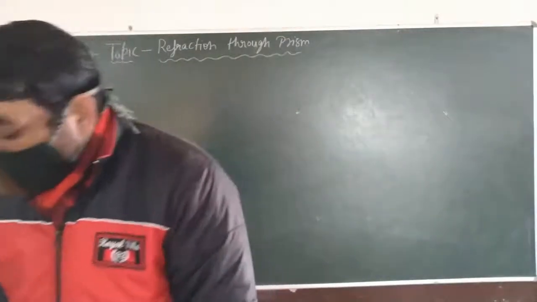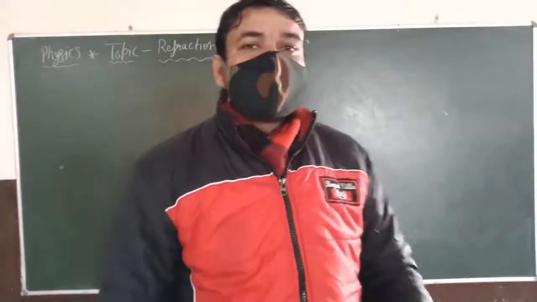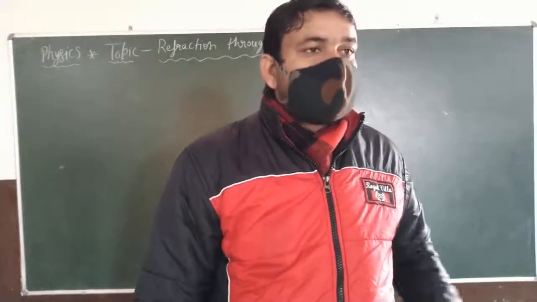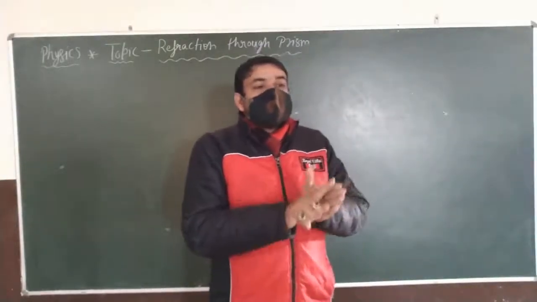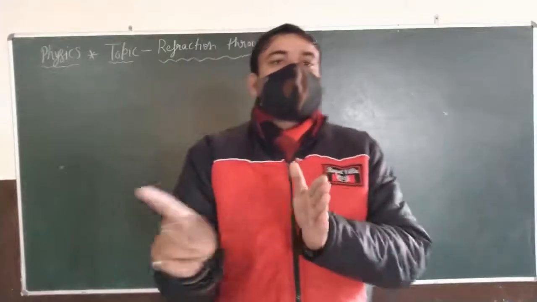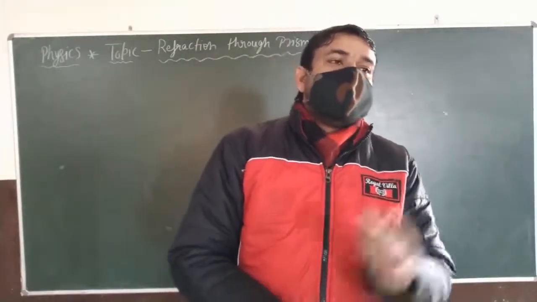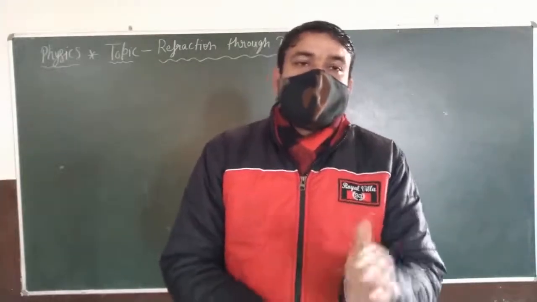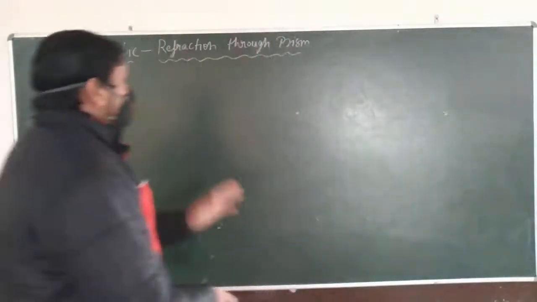Now when light is incident on one refracting surface, it suffers refraction at the first refracting surface, and then it moves towards the second refracting surface, and it will again suffer refraction from denser to rarer medium and emerge out from the prism. Just we understood about this.